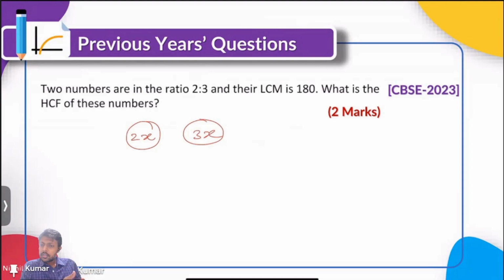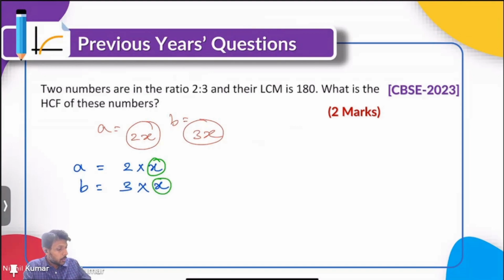Now if A is this and B is this, can you find their LCM? Think of how we found LCM using prime factorization. Let's write A as 2 into x. Well, we don't necessarily know that x is a prime number, but still this method is going to work. How? I'll show you. Okay, then let's write B as 3 into x. We need not worry about whether x is a prime number or not, because x appears in both these cases.